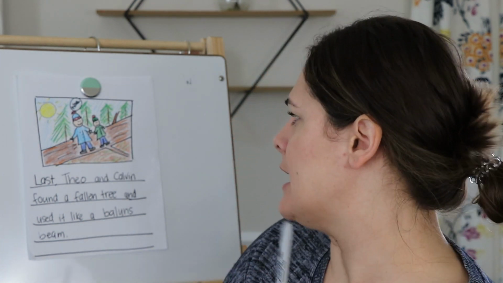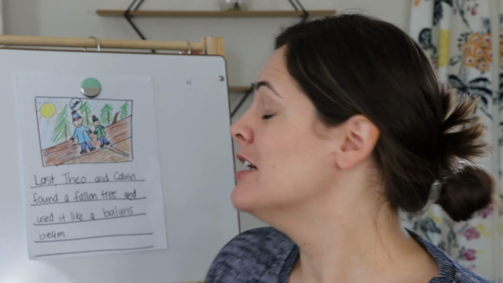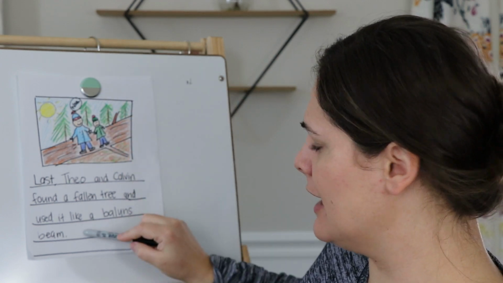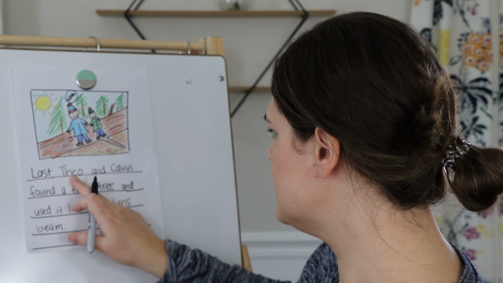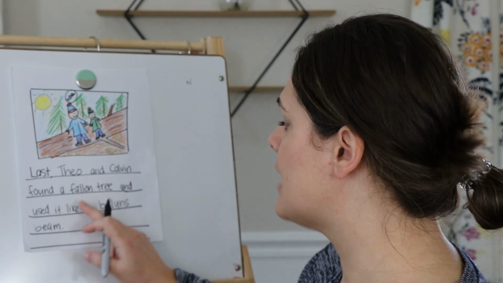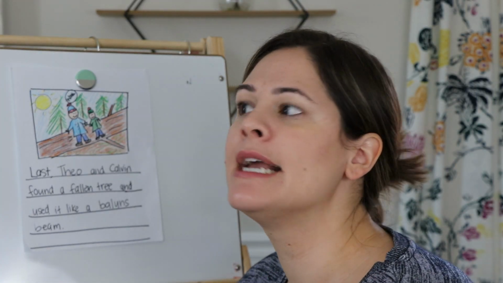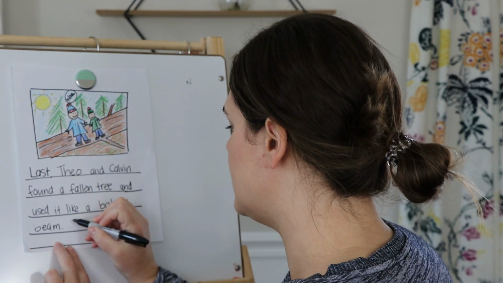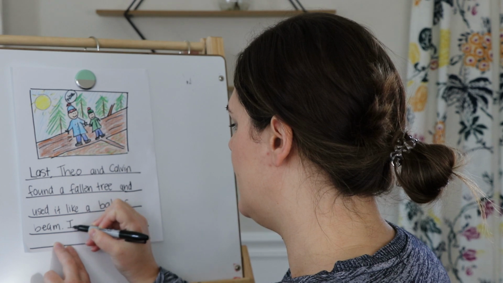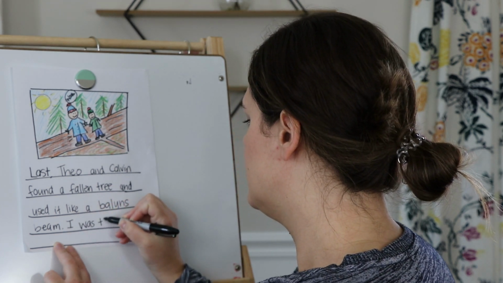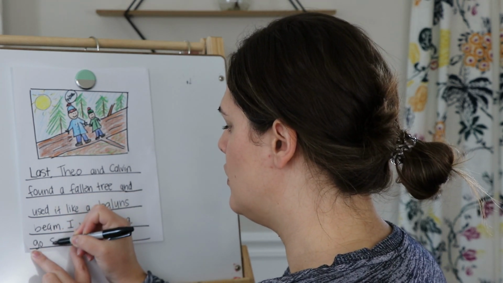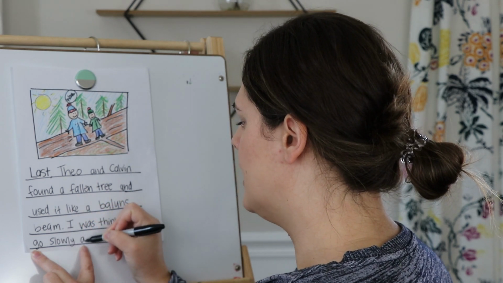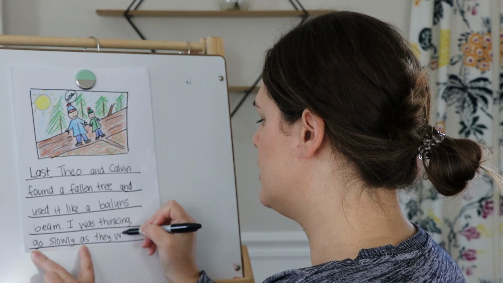So let me think, what was I thinking? I was thinking that I wanted them to slowly do it because I didn't want them to trip or fall. So I could add, since I'm not in this illustration, another sentence to my story. Let me reread what I have first. Last Theo and Calvin found a fallen tree and used it like a balance beam. So what was I thinking? I was thinking I want them to go slowly. So I can say, I was thinking go slowly as they walked.